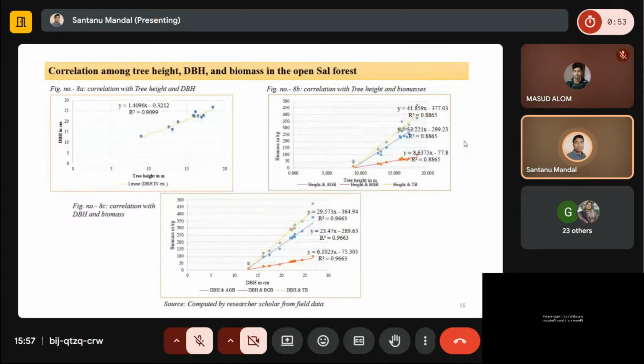This diagram shows the relationship among the DBH, tree height, and biomass. This relationship was found to be positive and similar to the previous relationship. Biomass and DBH had a very strong positive relationship in this category.